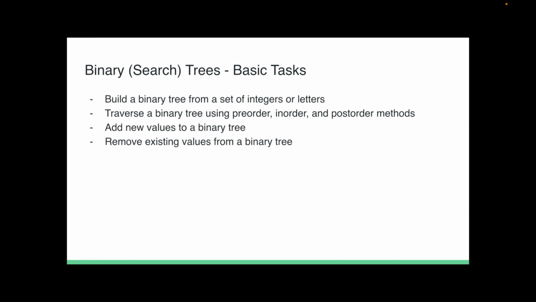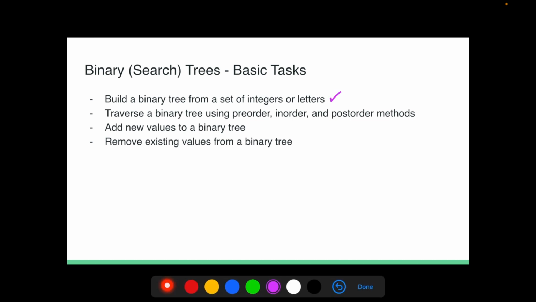Now, there are a few basic tasks that we need to be able to complete with binary search trees. We're going to build a binary tree from a set of integers or letters. Traverse means just go through a binary tree in a certain order, and there are 3 particular orders we can go through a binary search tree in. We're going to learn how to add new values to a binary tree, remove existing values from a binary tree, and then rebalance that tree. So I'm basically going to explain what a binary tree is, we're going to build one, and then I'm going to conduct these different operations on that same binary tree so you have a clear example of how this concept works.